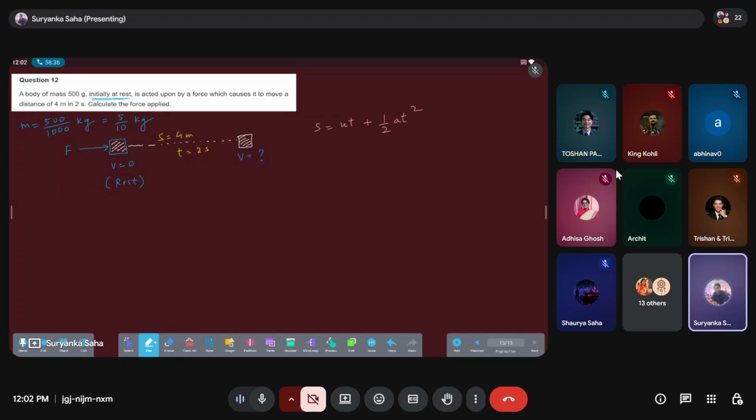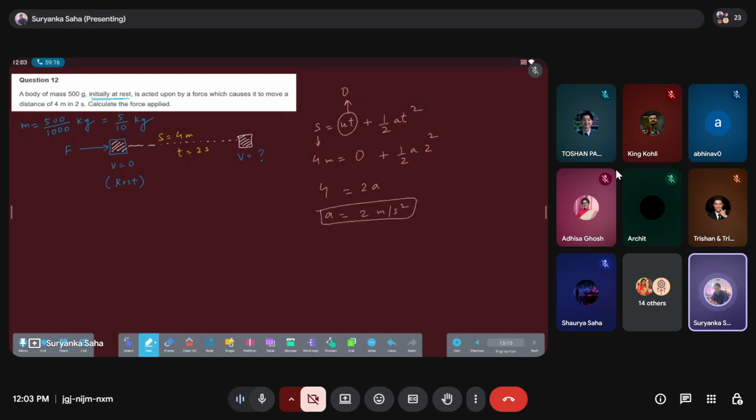Okay. So acceleration you find out. What is s? S is 4 meter. What is ut? Initial velocity is 0, so this part becomes 0, right? Because u is 0. So plus half a. What is the time? 2 seconds. So 2 square. So 4 is equals to, this 2 and 1/2 will get cancelled out. This will be 2a, isn't it? So a will be 4 by 2. It will be 2 meter per second square. That is the value of acceleration.